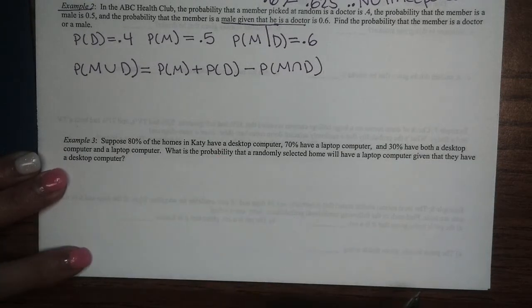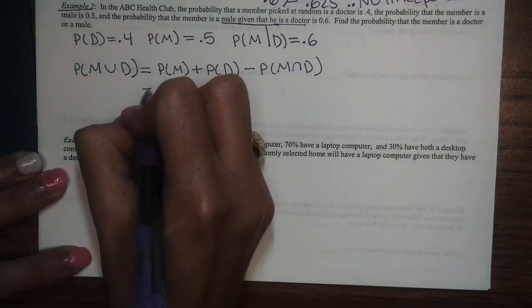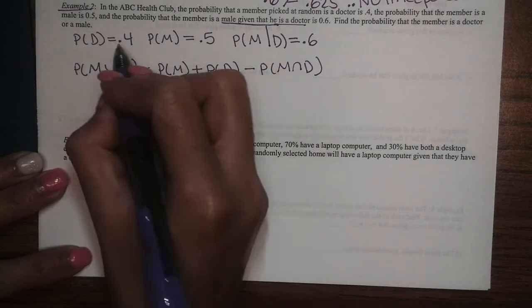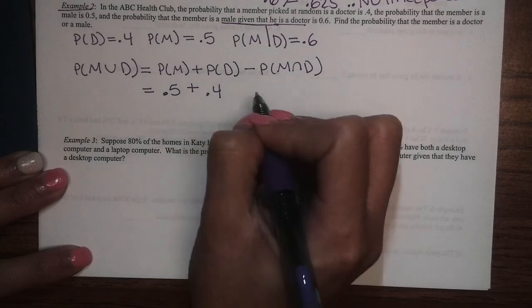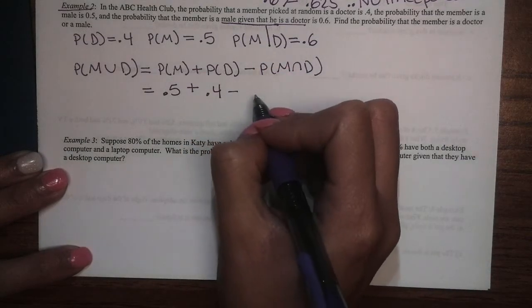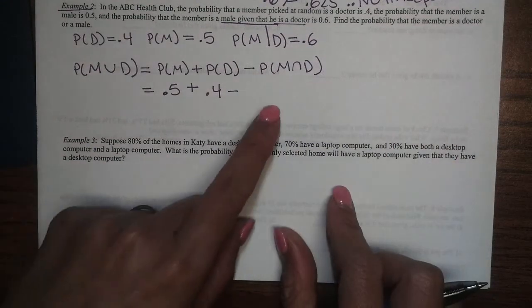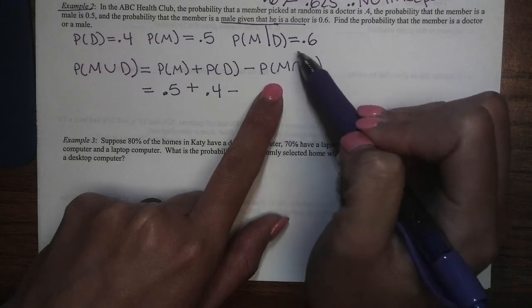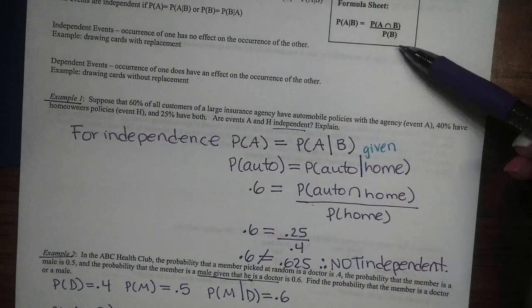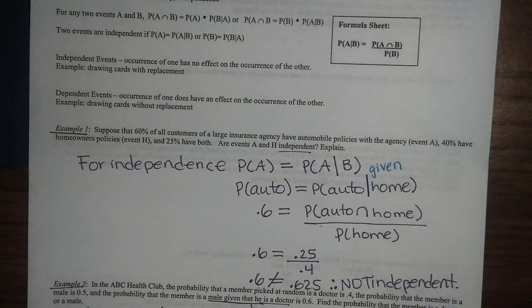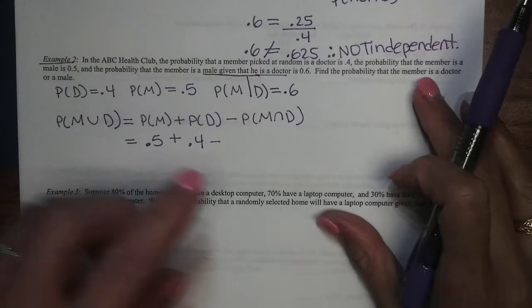So I guess now we start plugging in everything we know. Probability of male, 0.5. Probability of doctor, 0.4. Probability of male and doctor, we're not sure. We need to figure it out. And the way you're going to figure it out is by using the information that was given and this general formula up here at the top for A given B. So let me use this formula and apply it here.